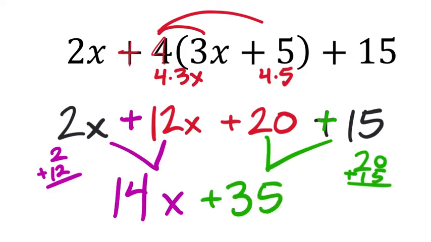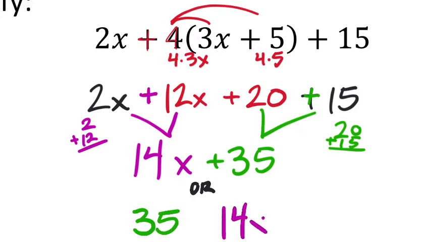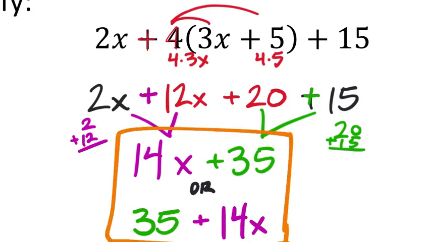All right, so while it is okay to write it like this, it's possible, if you'd like, to switch these around, as long as the signs remain the same. 35 is positive, and so is the 14x. So make sure you show it's positive with the plus sign, okay? Both these are correct. They have the same exact expression, just with different orders.